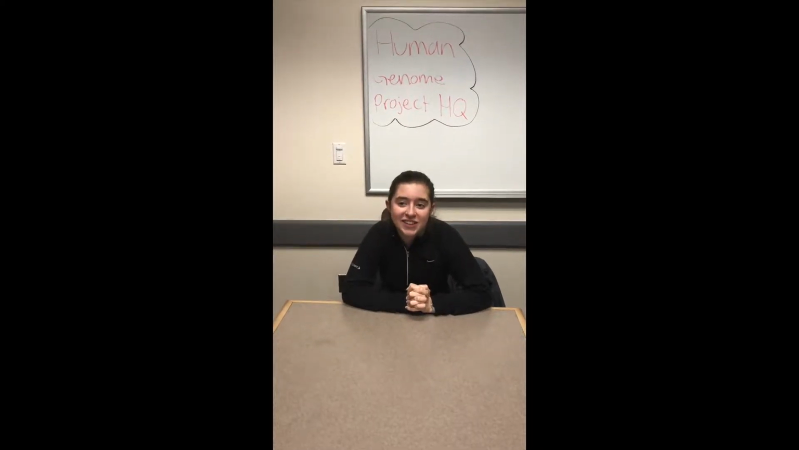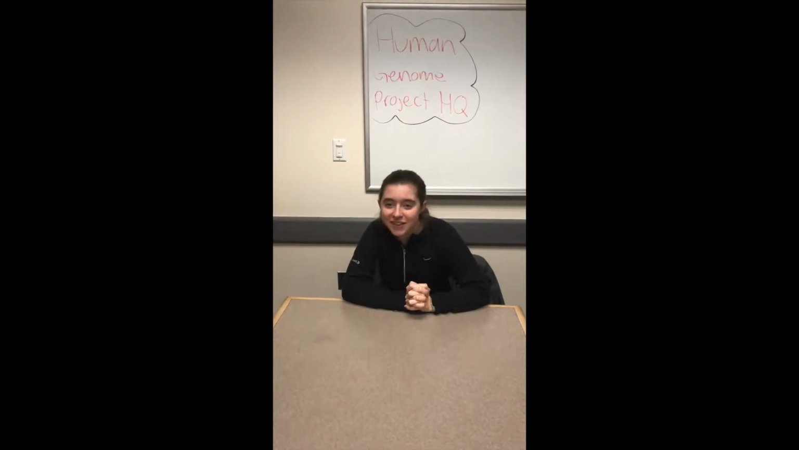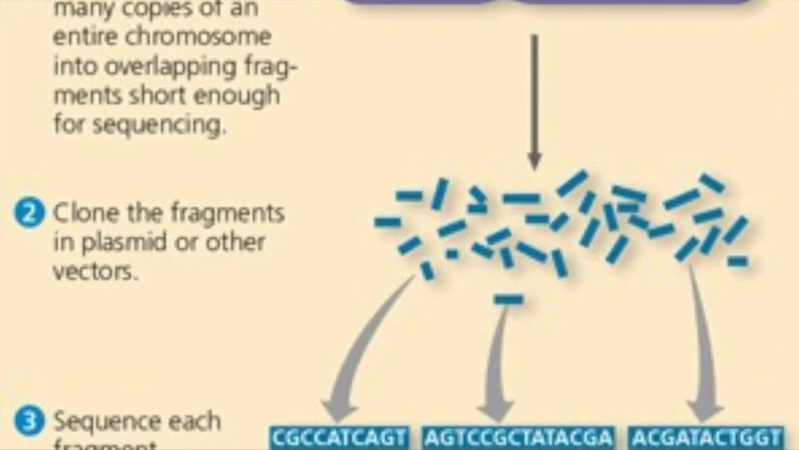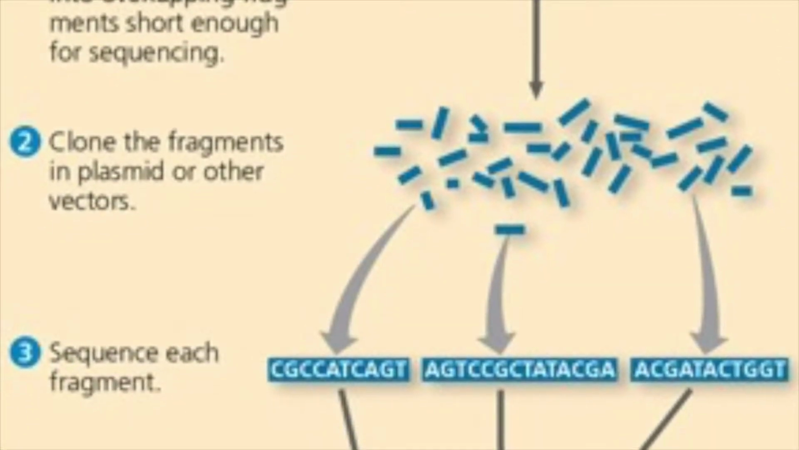Broadcast live to you from the Human Genome Project headquarters. The goal of this project is to determine the complete nucleotide sequence of each chromosome through developing faster sequencing technology. Here is an example of the whole genome shotgun approach to sequencing.